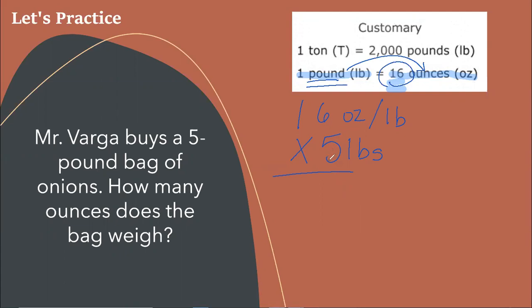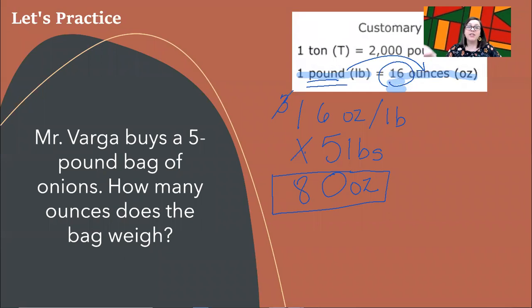So let's do this. 5 times 6 is? Very good, 30. We place our 0 here and regroup the 3. 5 times 1 is 5, plus 3 more is 8. That means that Mr. Varga bought 80 ounces of onions. So that means that 5 pounds is equivalent to 80 ounces. Excellent work there. Let's try another one.